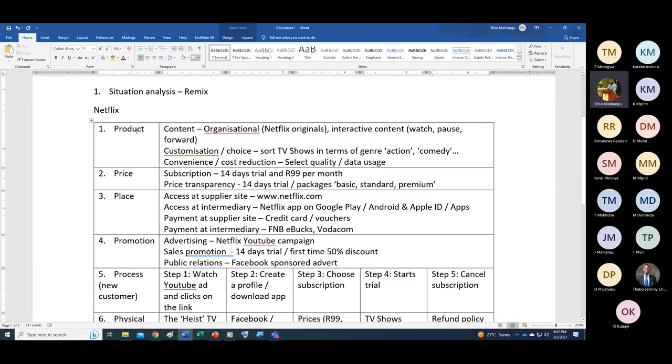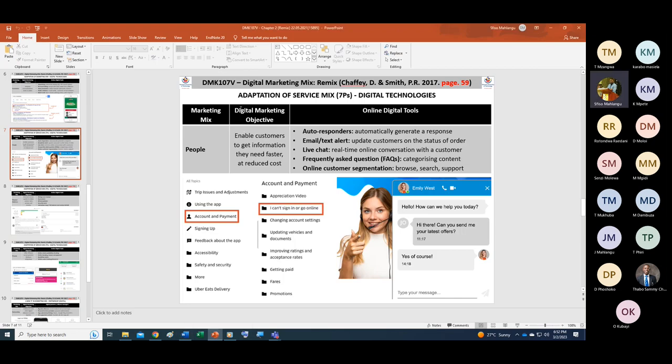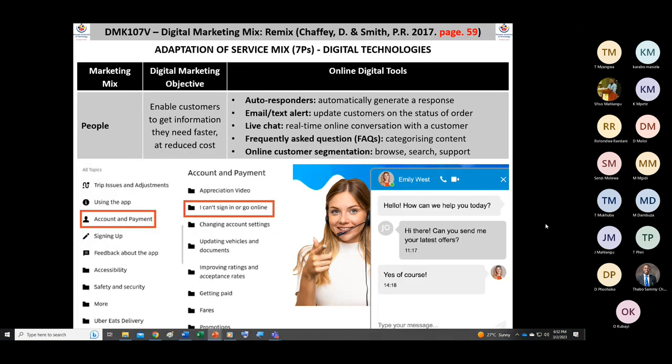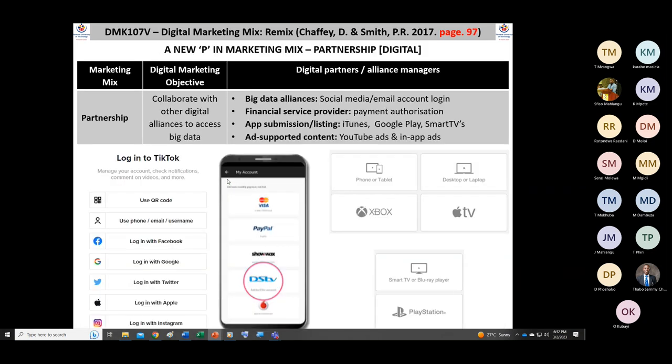In an assessment, there are also marks for theory, which is objectives. Just remember that. And when we talk about that, we're talking about the digital marketing objective. So we must always indicate that our objective is to enable customers to get information faster if we are talking about the people element there. And the last P that we have is partnership.